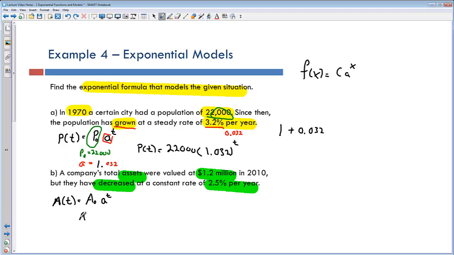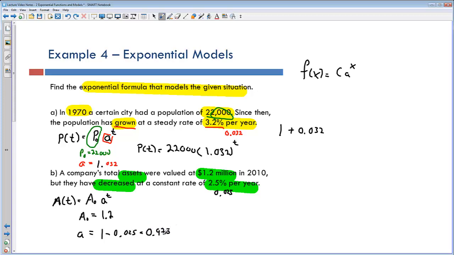And so what's A naught? A naught's my initial assets, which looks to be $1.2 million. So I'm going to use 1.2, which implies that all the outputs are going to be in terms of millions of dollars. So when I say 1.2, I really mean 1.2 million dollars. And then my a is a little hard to figure out, but if you think about it, it's not that bad. Here we added 3.2%. Here we're going to subtract. So our a, instead of 1 plus, it's going to be 1 minus. And of course, as a decimal, this is 0.025. So it's going to be 1 minus 0.025, which you could figure out on a calculator, just 0.975. So that's the decay factor.